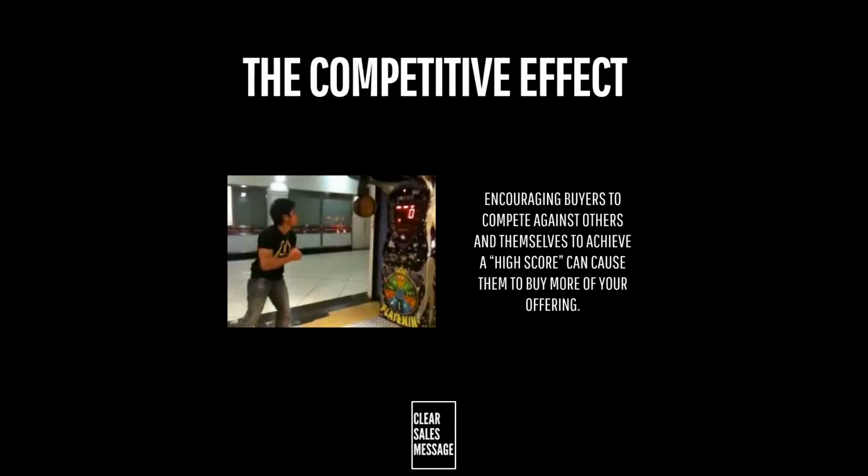The second one is the buyer is competing against others. So here we need to focus on how your offering provides an inside track or a competitive advantage or an unfair advantage over others. Now, we're still working with the person to fight a common enemy, but the enemy is now another person or another company rather than their previous high score.